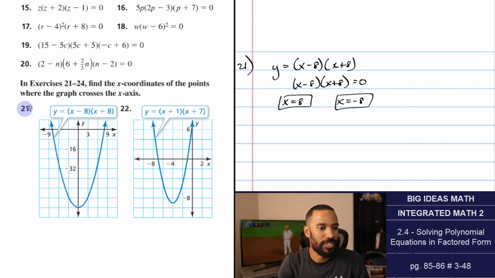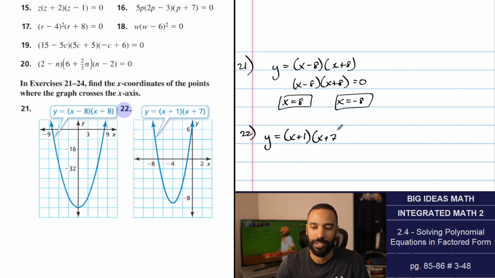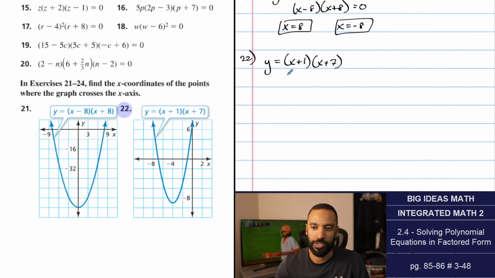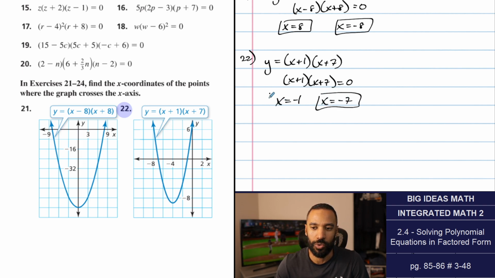Number 22, same thing. Let's set y equal to 0 on these, and maybe you can imagine what happens as we change some signs around. y equals x plus 1 times x plus 7. We're going to set y equal to 0. x plus 1 times x plus 7 equals 0. So either x would equal -1, once again one of those fast ones, or x equals -7. Those are the x-coordinates, and you can look at that graph to compare and see if it makes sense that those are -7 and -1.